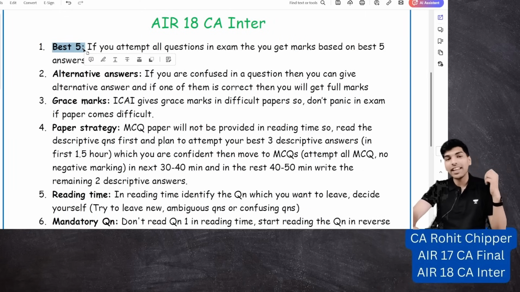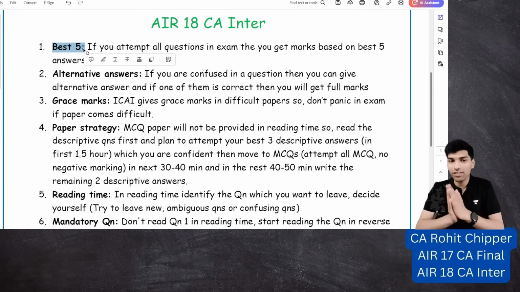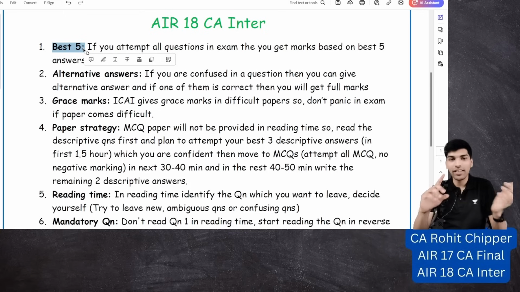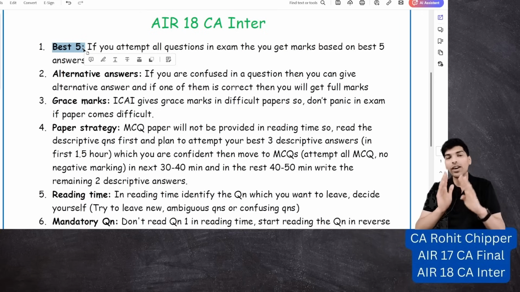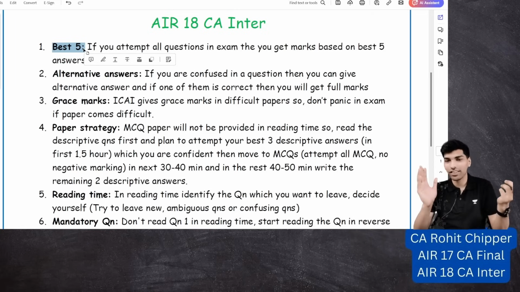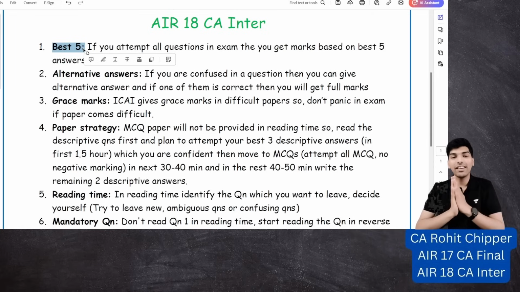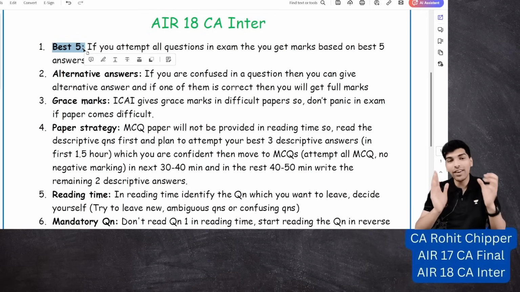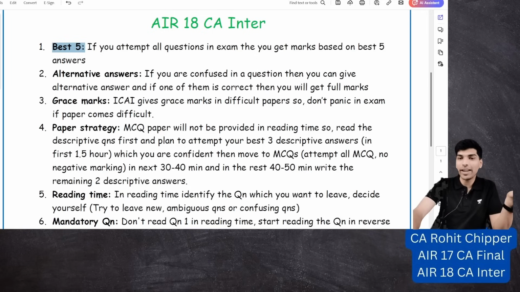Generally in the CA exams, you will receive six questions in your exam paper. Out of those six, the first question will be mandatory and the remaining five will be optional. Out of the remaining five, you have to attempt only four questions. So what will happen if you attempt all the optional questions? In that case, you will receive the marks based on the best five answers that you have given in the optional. So let's understand this from an example here.